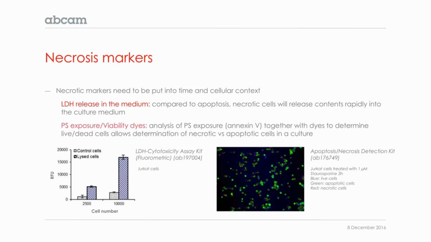So as you can see on the image on the right, we can see how Jurkat cells treated with staurosporine can die by apoptosis, shown in green, or necrosis, shown in red. Remember, however, that timing is very important when we look at phosphatidylserine exposure, as at later stages of cell death, even necrotic cells will show PS exposure.